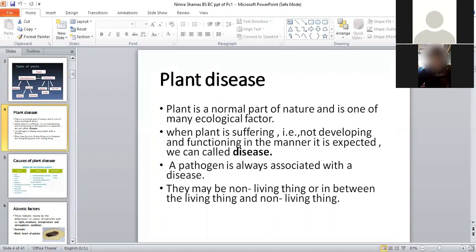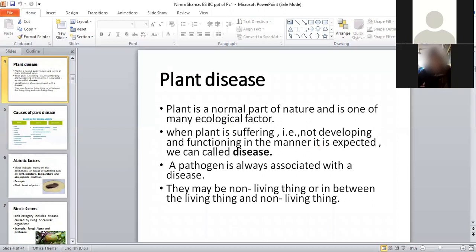Next, plant disease. Now we discuss plants. Plants are the most important part of nature and of our life. We get most of our nutritional value from plants. Plants have many ecological importance. We get nutritional value like carbohydrates, proteins, vitamins, and lipids. These are very important for our growth, for our production, for our development. So if a plant is not prospering, not developing, not functioning properly, it is expected that the plant is diseased. So plants are most important. We have to get benefit from these plants.